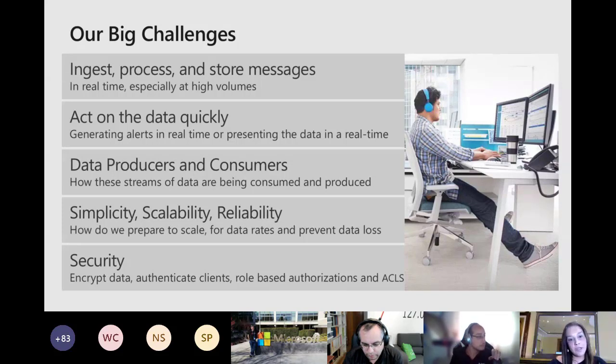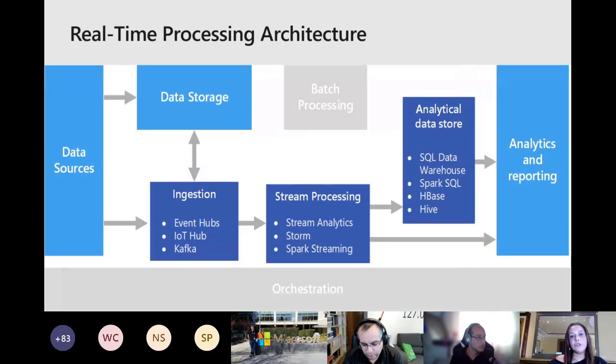So how do you prepare to scale, to adjust for data rates when needed, and to prevent any kind of data loss? Another very important point is security. We need to encrypt the data. We need to be sure that just authorized and authenticated clients will be accessing our data. So when we are defining the solutions and the architecture, you need to have all these points in mind.